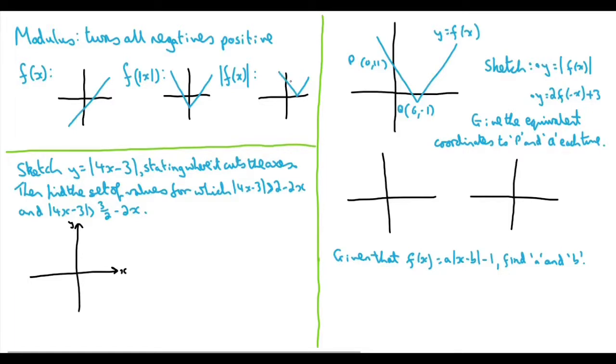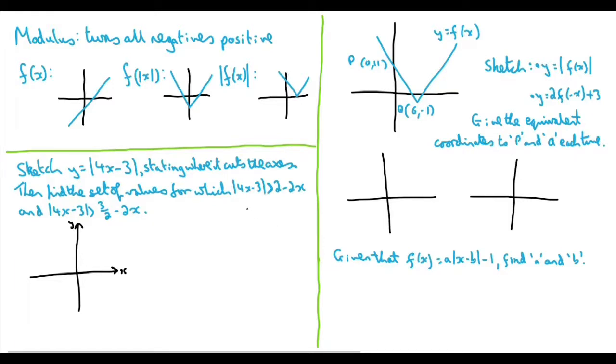So yes, if the modulus sign is around the x, then the negative x values just become a copy of the positive x values. If the modulus is around the function itself, or the entire expression, then it's the y values that are going to flip up into the positive.